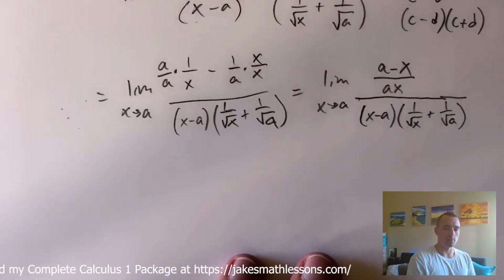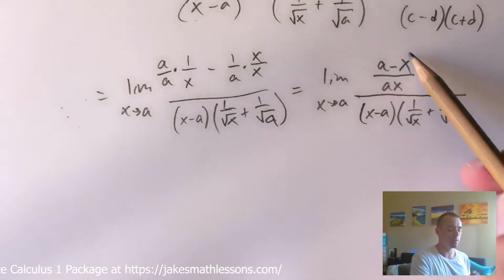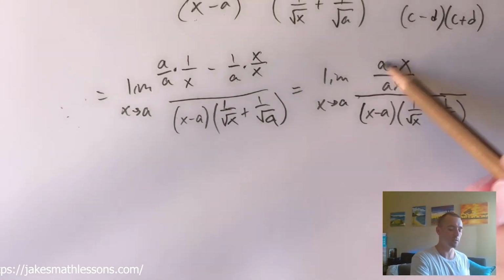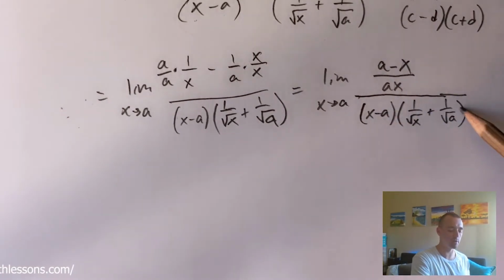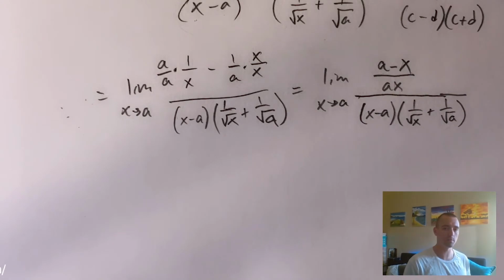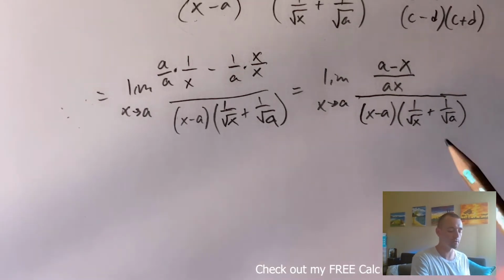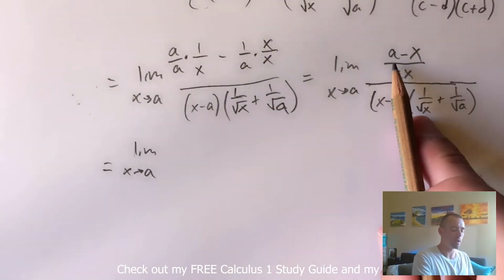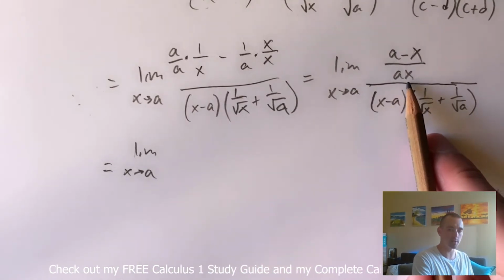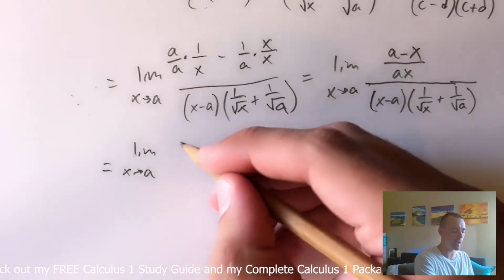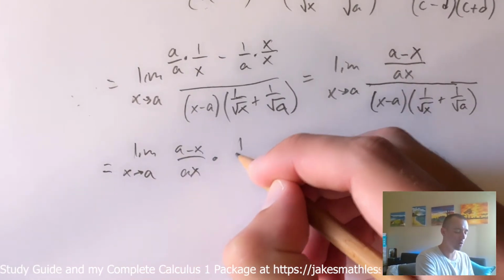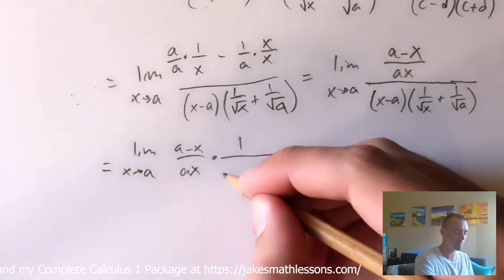And now what you can keep in mind is that doing this thing divided by this thing here is the same as doing this times the reciprocal of this. So in general, dividing by something is the same as multiplying by its reciprocal. A reciprocal is just 1 over this. So doing this fraction here of a minus x over a times x divided by all this is actually the same as doing a minus x over a times x times 1 over all of this.